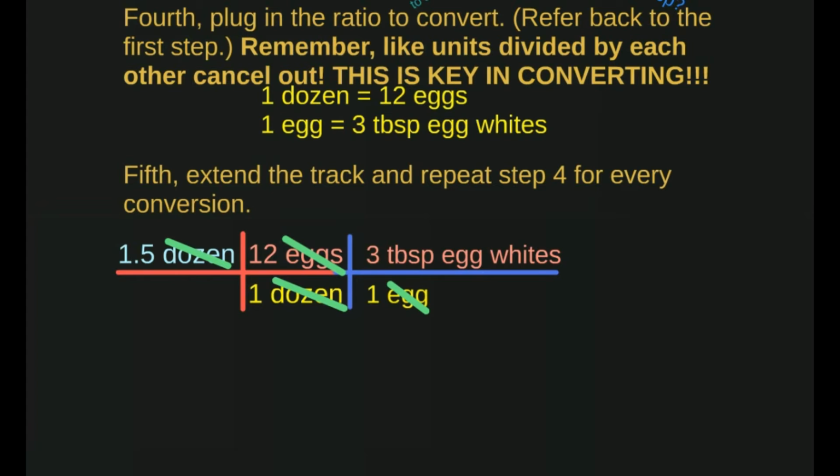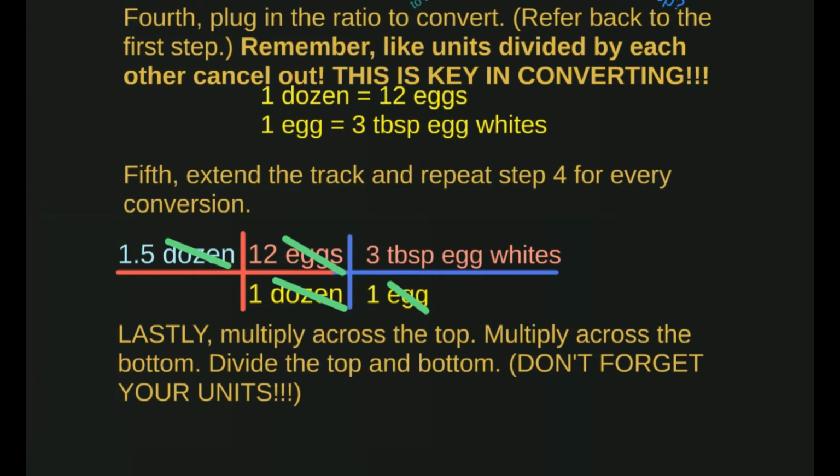1.5 times 12 is 18. 18 times 3 is 54, okay? So 54 would be on top. All right? Well, if you multiply 1 by 1, that's going to be what? 1. So notice this.